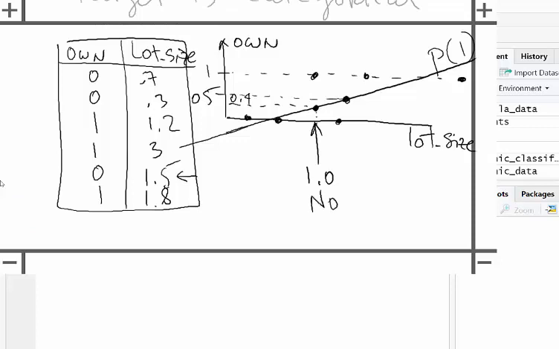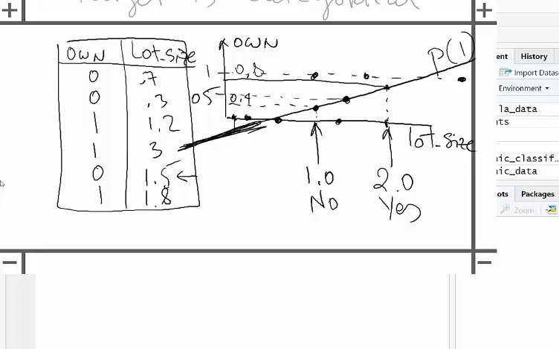On the other hand, here is somebody with 2.0 acres. And I can do the same thing, and I estimate that their probability of being an owner is 0.8. Then I would classify that person as a yes, right? Beautiful. What's the problem? Well, the problem is, how do I deal with these numbers right here?